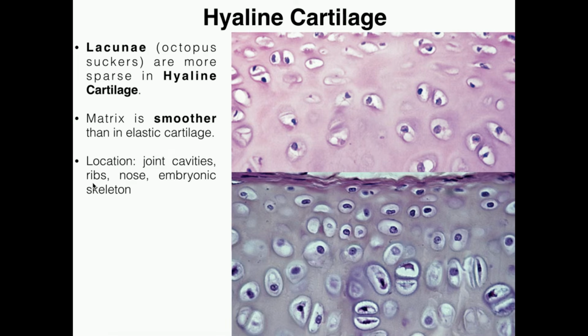You also have hyaline cartilage in the ribs, the costal cartilage, which we'll look at in a couple lectures. The nose, your nose is cartilage, that's hyaline. And then also, whenever you develop in utero, you actually don't start out with bone. You start out with an embryonic skeleton made of cartilage, specifically hyaline cartilage.